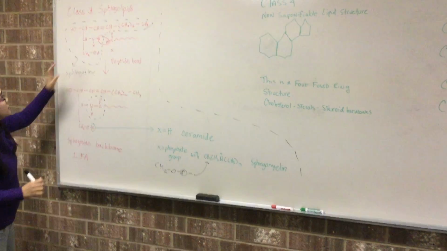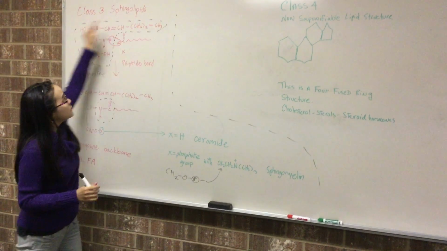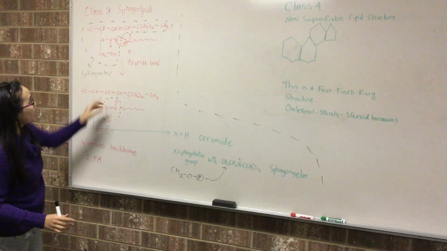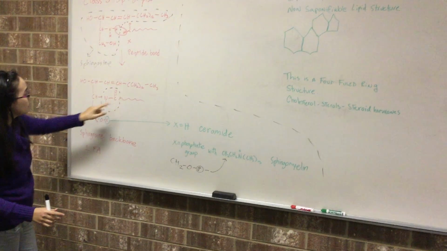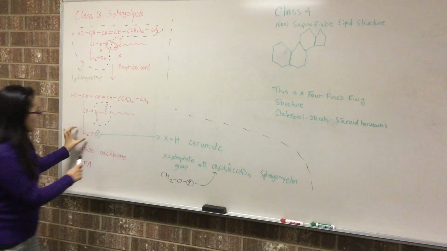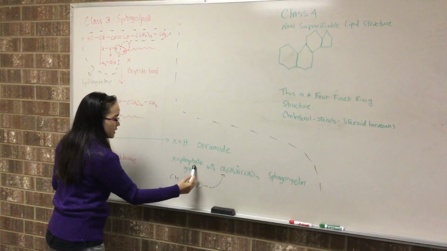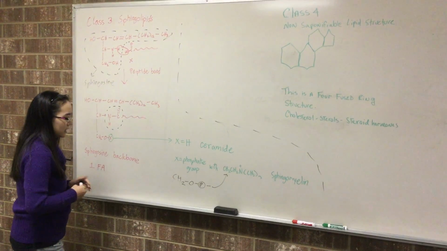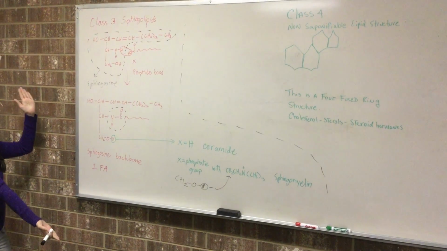So sphingolipids, a sphingosine backbone, not glycerol, sphingosine backbone, one fatty acid that has a peptide bond with the amino group at carbon 2. Carbon 3, if X is equal to H, hydrogen, ceramide. Phosphate group with this thing, sphingomyelin. We get a good look at it.